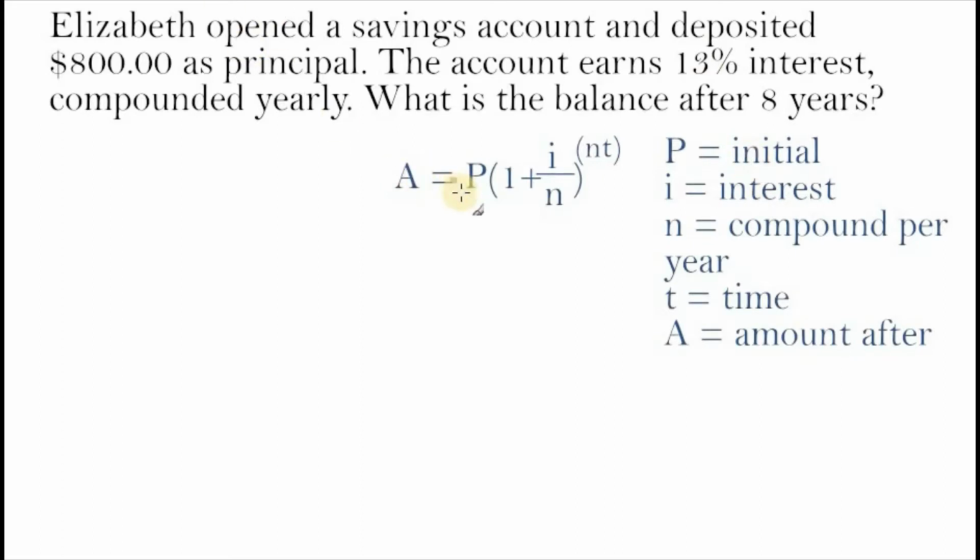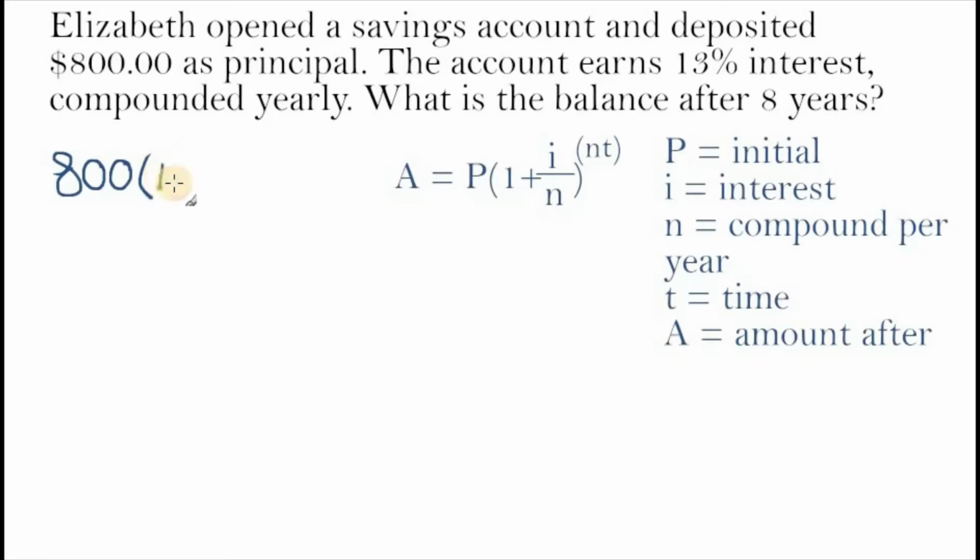So here we're going to go through this and plug these numbers in. First, when we find P, it says Elizabeth opened a savings account and deposited $800 as principal. P is the initial or principal amount, so you can write 800, parenthesis.